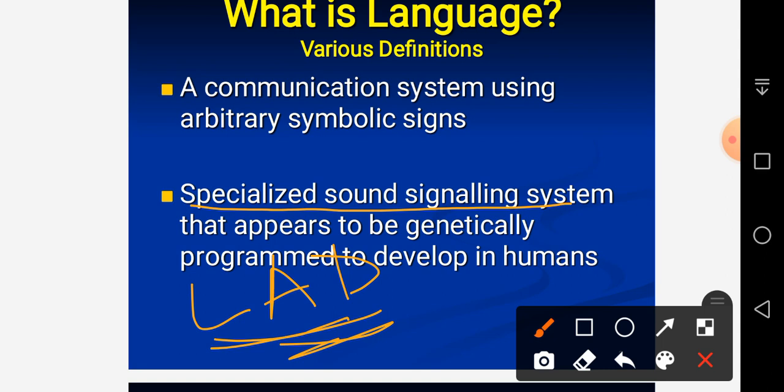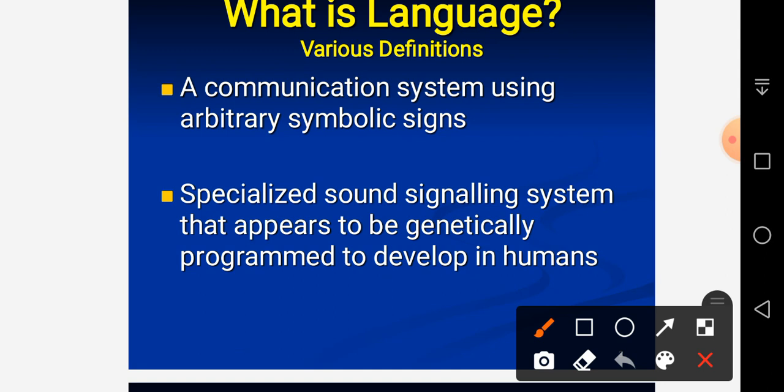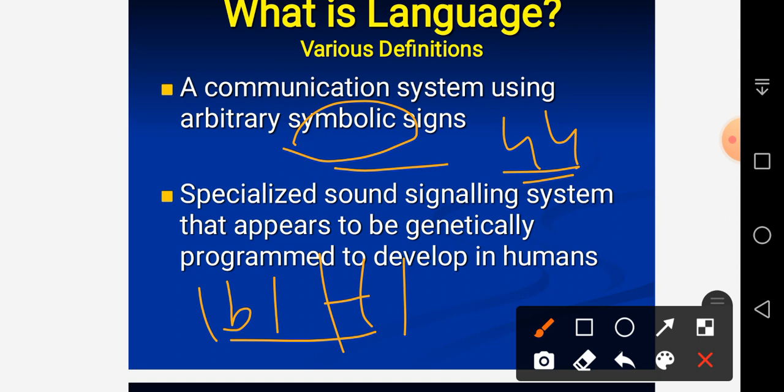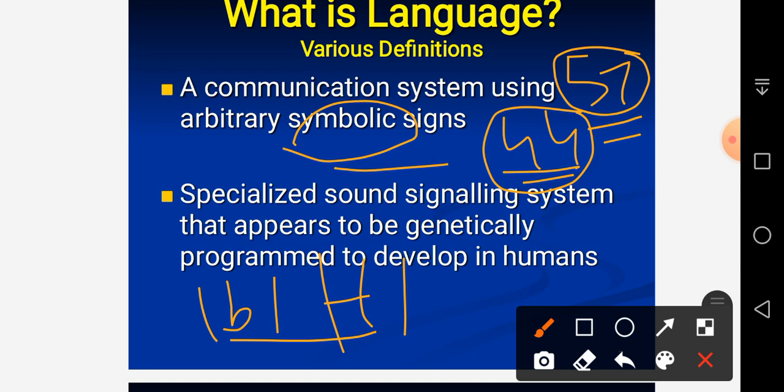So anyhow, it boils down to this, that language is symbolic. It uses symbolic signs, and the symbols we use are symbolic signs. These signs, like we say ba, we say t. In English we have 44 basic sounds, and in Urdu we have 57 basic sounds. So using this limited set, and what do?